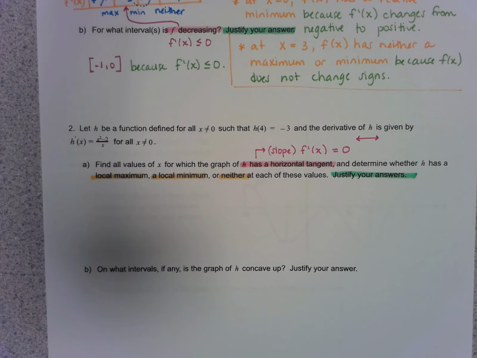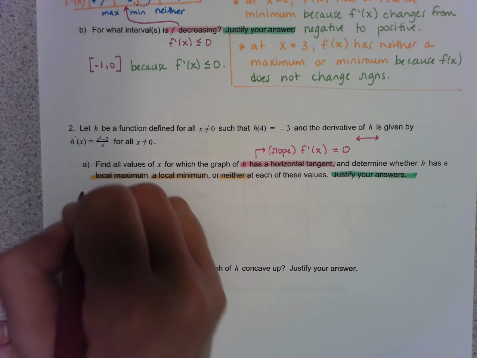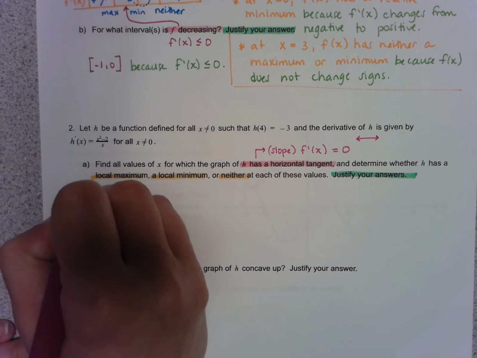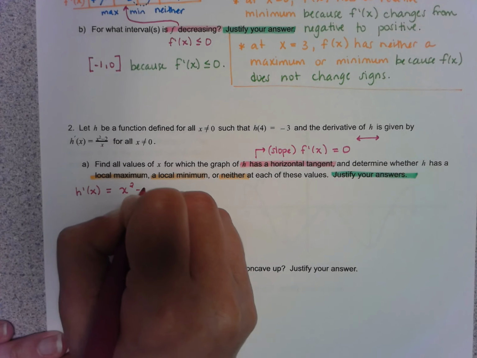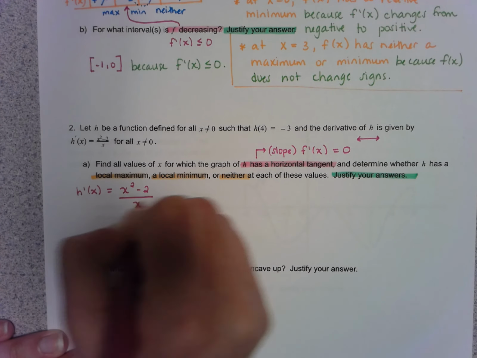If your slope did not exist, you would not have a horizontal tangent line. So it's kind of narrowing this down to a more specific set of numbers. So let's start with that. First, let's figure out where we have a horizontal tangent line. So we would say h prime of x, which is equal to x squared minus 2 all over x, equals 0.